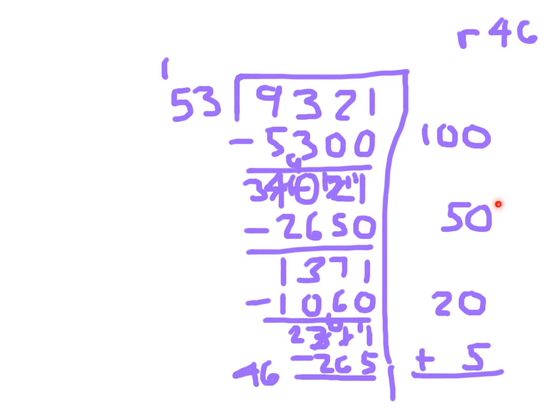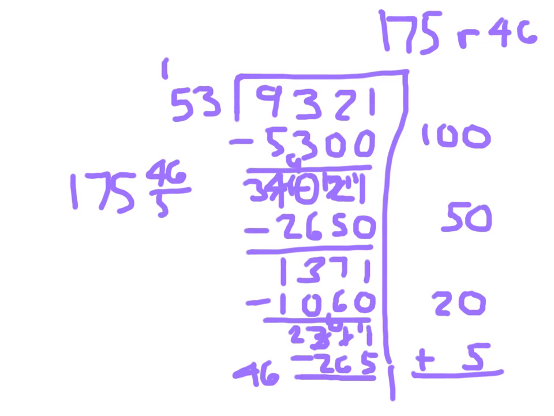100, 150, 170, 175. 175 remainder 46, or I could say 175 and 46 53rds, and that is in simplest form because 53 is a prime number.